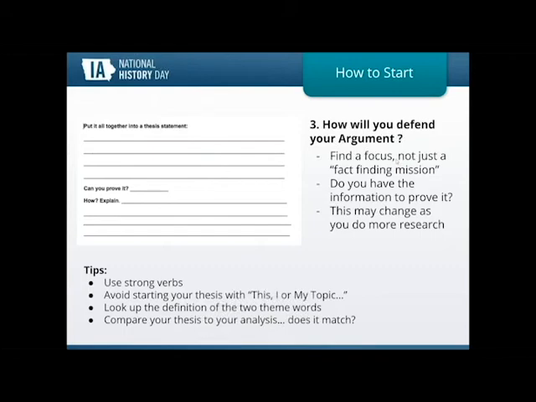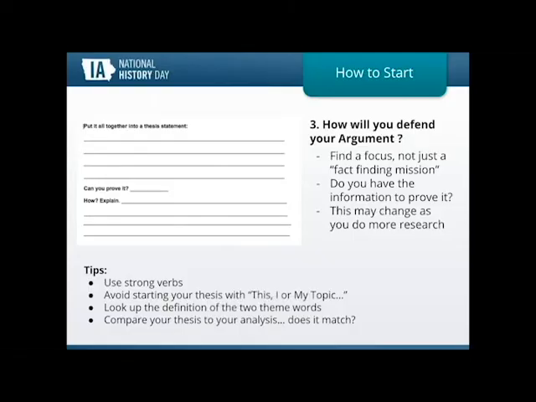All right, and that third part of the worksheet, pulling it all together in a thesis statement. It can be pretty rough, where you're just adding all those sentences together, or maybe you need to do some editing and some switching around, putting that thesis statement together. But the big part I want you to think about here is how will you defend your argument? Have you found a focus?